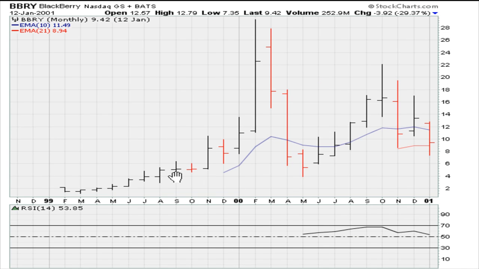Now let's take a look at BlackBerry here in 2001. So you are making a fresh low in terms of the monthly RSI right there, and that's not a good sign.